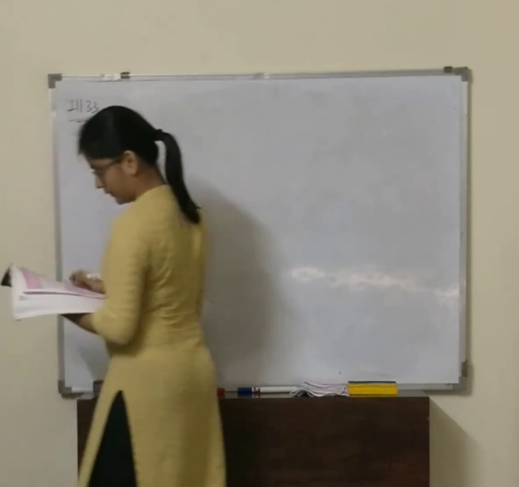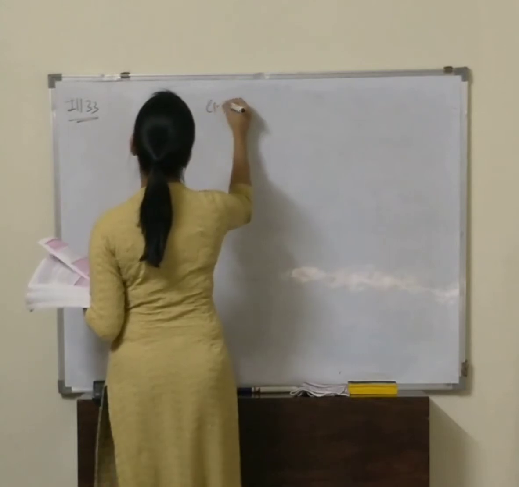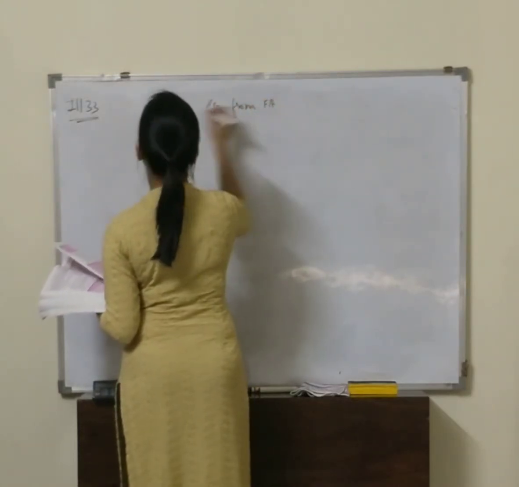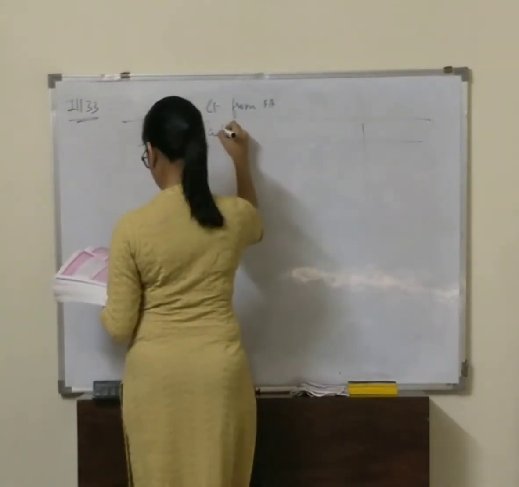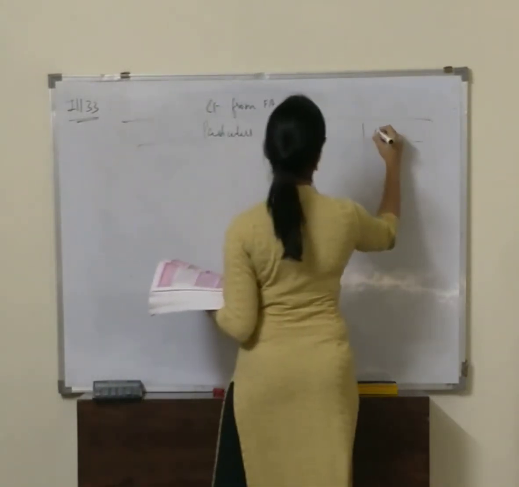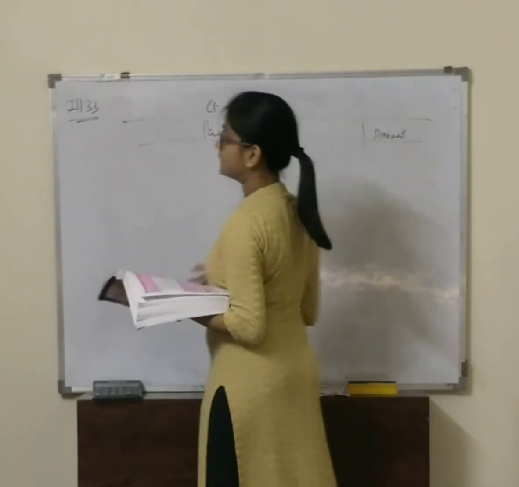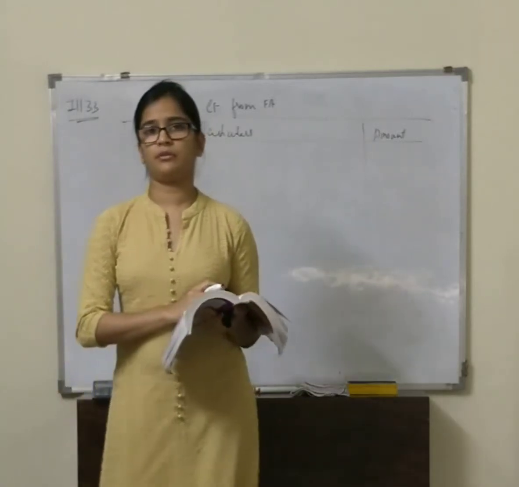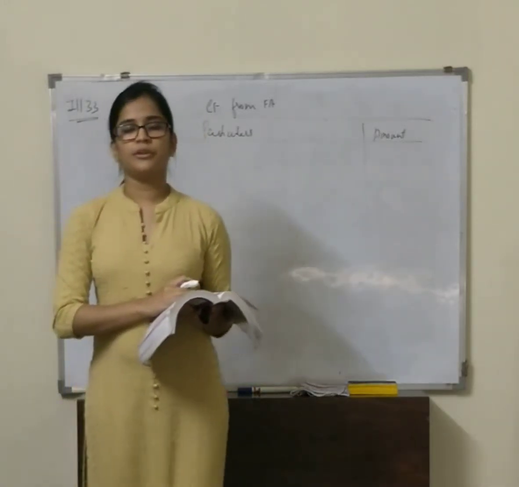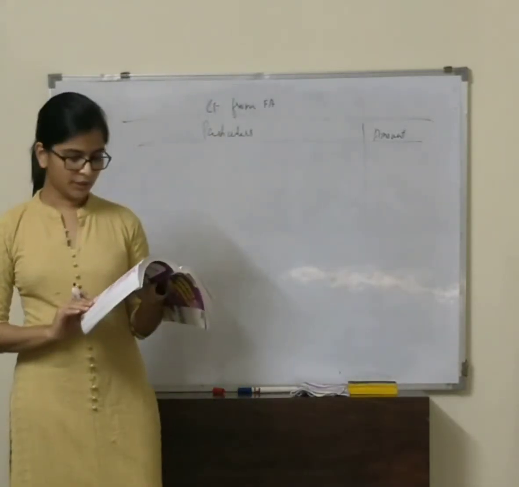Illustration 33. From the following, calculate cash flow from financing activities. So we have cash flow from financing activities, particulars and amount. Turn back your pages and see what and all is included in our financing activities. We usually have issue of shares, redemption of debentures, interest paid, dividend paid, interim dividend paid. So in this problem they have given us in the balance sheet equity share, preference share, debentures, and then they have given us additional information.